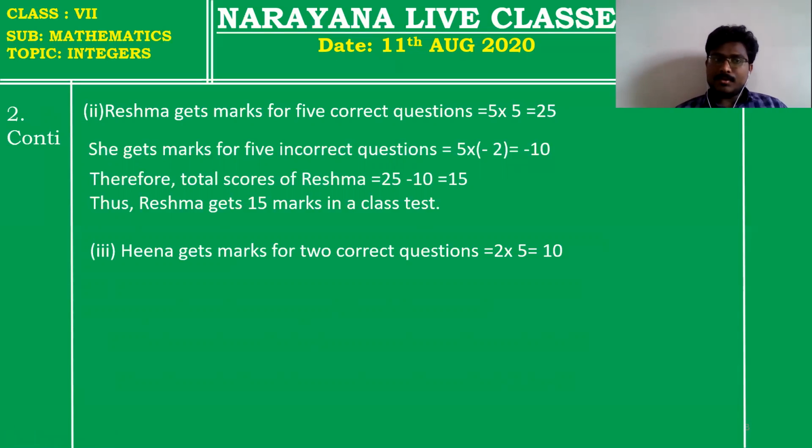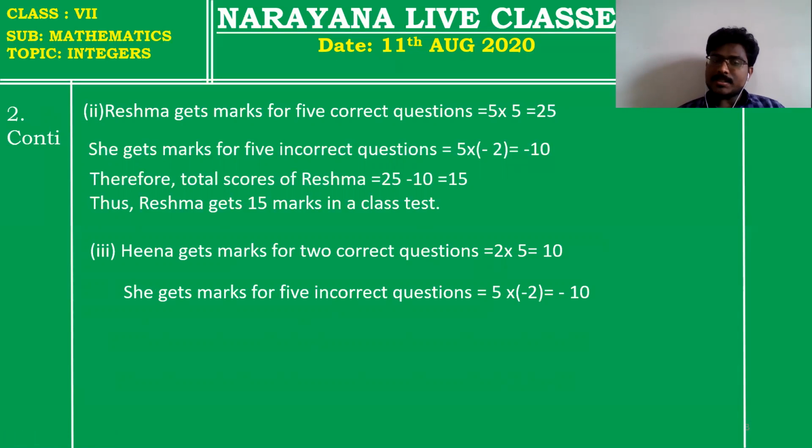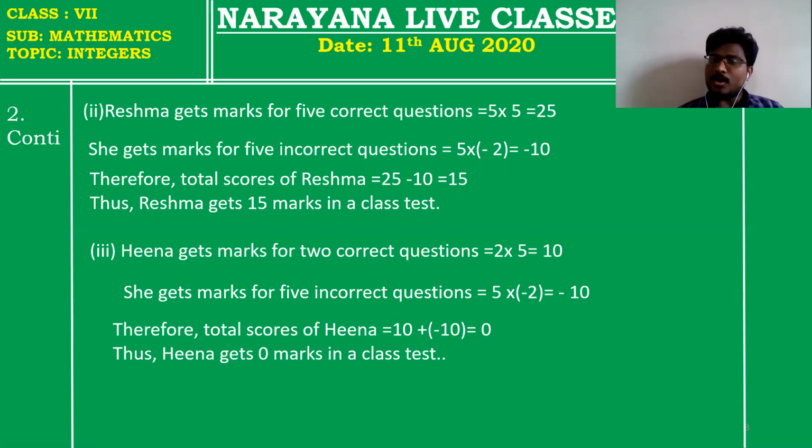Next, Hina gets marks for 2 correct questions. For 2 correct questions, she will get 10 marks, as each question is 5 marks. How many incorrect answers has she given? 5 incorrect answers. That is 5 times minus 2, minus 10 marks. So totally how many marks will she get? 10 minus 10, 0. She will get 0 marks.